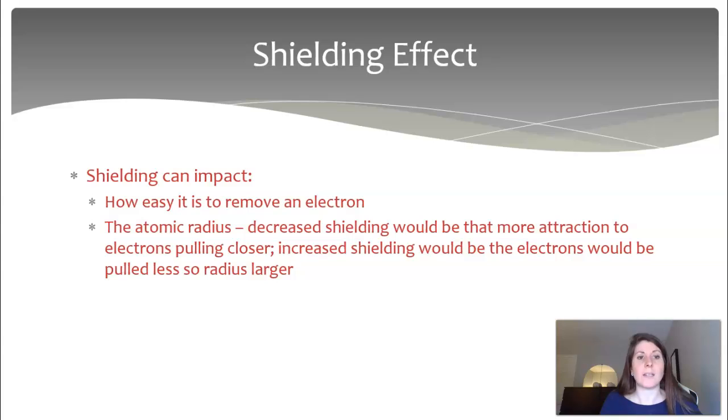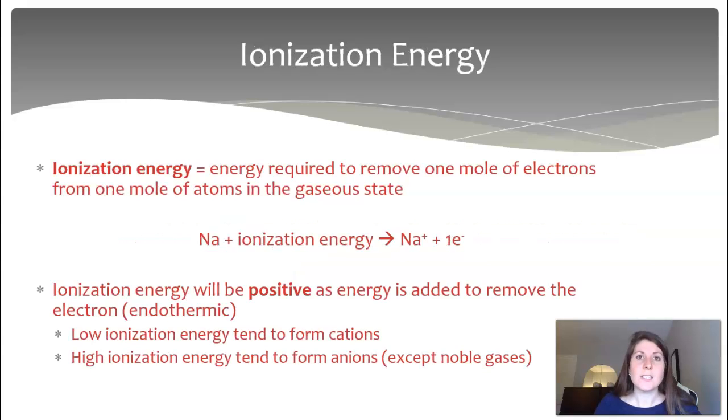Let's go ahead and take a look at ionization energy. So this is the energy that's required to remove 1 mole of electrons from 1 mole of atoms in the gaseous state. So if we're looking at sodium, you would add ionization energy to remove that electron. Ionization energy in general will be positive, as energy needs to be added in order to remove the electron. So this is an endothermic process. A lower ionization energy means that the element or the atom tends to form a cation because it's easier to remove that electron, and then a higher ionization energy tends to mean that it's going to form an anion because you're not going to be able to remove that electron very easily.